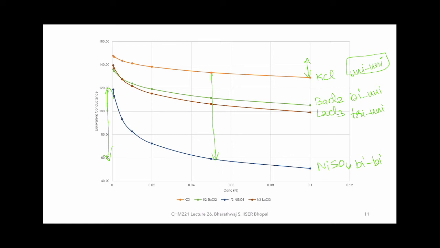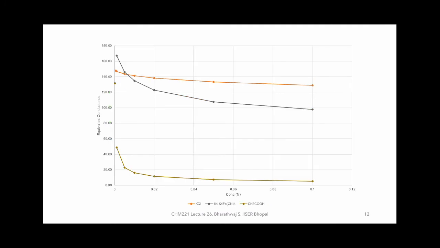Okay? On the other hand, when you have a mixed valence salt, the drop is somewhere in between uni-uni and bi-bi. Interestingly enough, when you have a tri-uni combination as well, it's much lesser than the bi-bi combination. So these aspects help us understand how conductance changes based on the nature of the electrolyte and the components that compose this electrolyte.